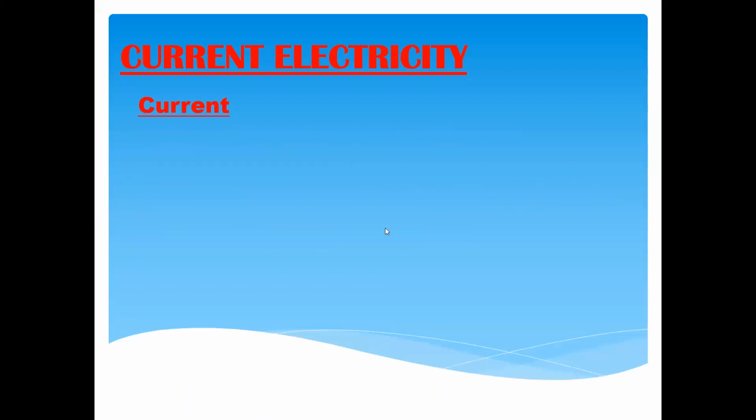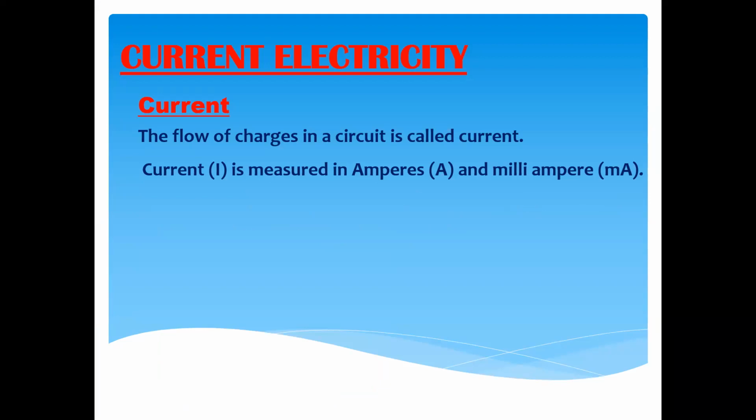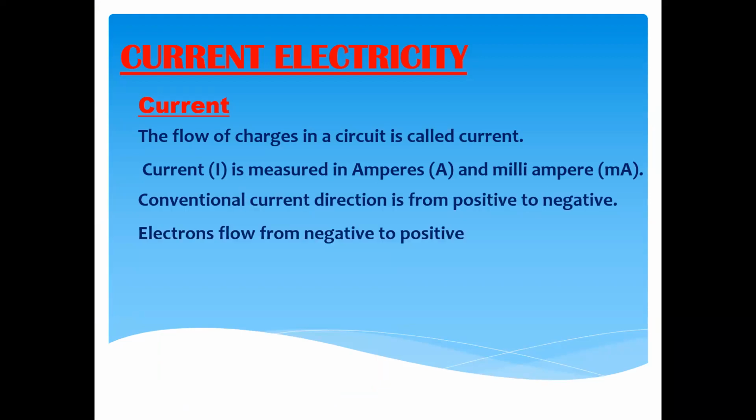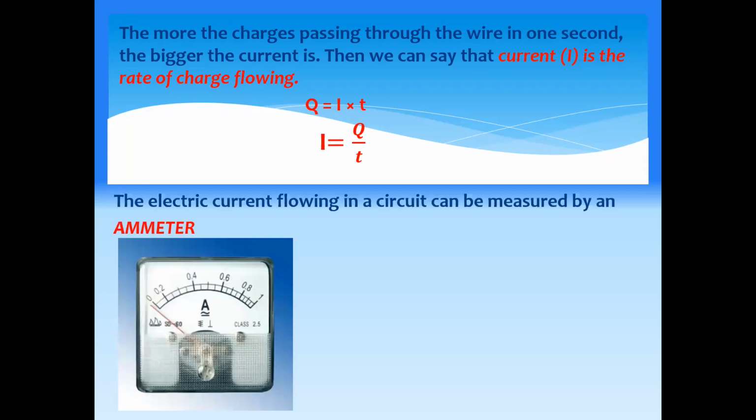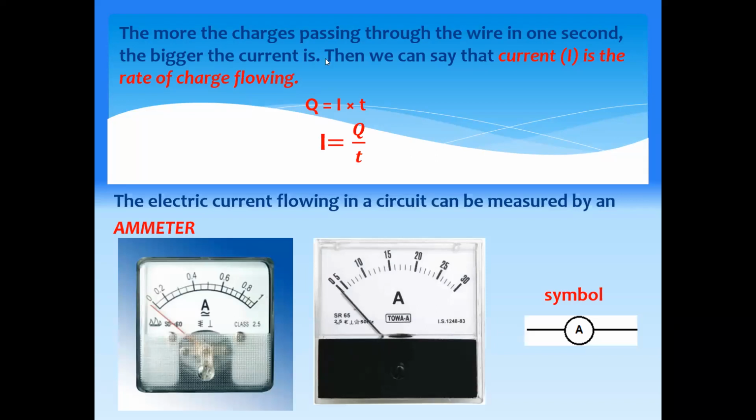So we started with the concept of electric current. Electric current means it's a flow of the charges, rate of flow of the charges. Conventional current is from positive to negative, whereas electron flow is from negative to positive. And if we want to measure the current, it is how much charge flows through a circuit every second. So it is charge divided by time. And to measure the current, we use a device which we call an ammeter.